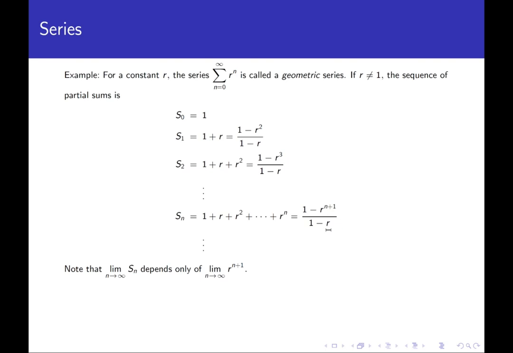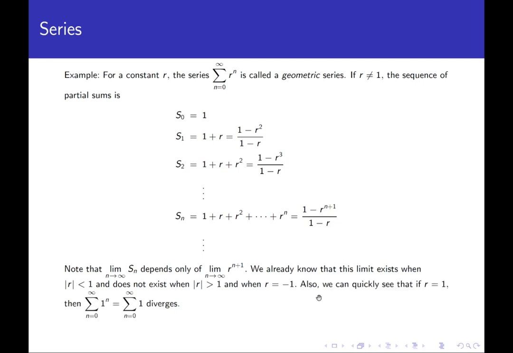Well, the only thing that even has an n in it is this piece up here, that second term in the numerator. So if I can compute the limit of r to the n plus 1, then I know what my limit of s of n is. This is a limit we've talked about before. We already know that this limit exists and is 0 when the absolute value of r is less than 1, and does not exist if absolute value of r is greater than 1 or if it's equal to negative 1. And I mentioned before that if r equals 1, then that series certainly diverges.